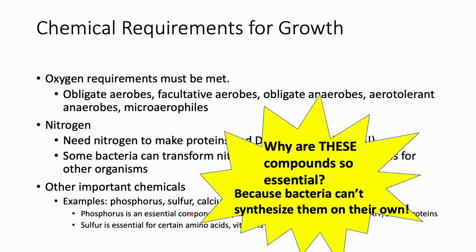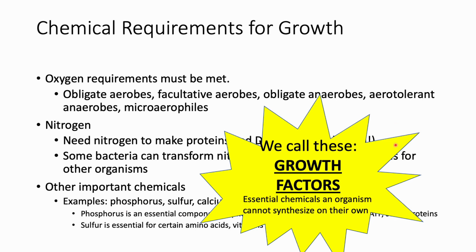And that's because bacteria can't make them on their own. So they have to get these chemicals from their environment. They aren't able to make them up themselves if they don't have access to them. They have to get this stuff from the environment. So because bacteria aren't just able to make it when they need it, these are called growth factors. So these are kind of limiting factors for growth. If they're not available, the organism can't live and grow. They have to be available to the organism in their environment.